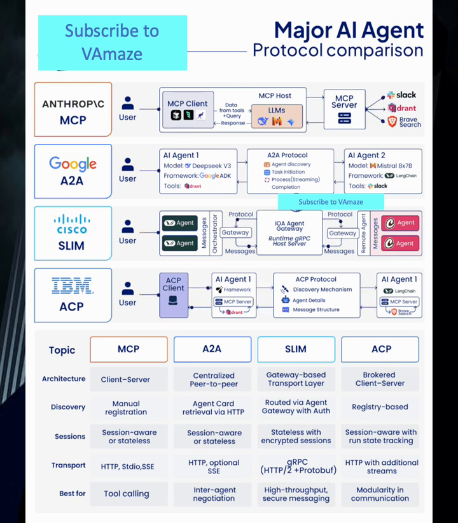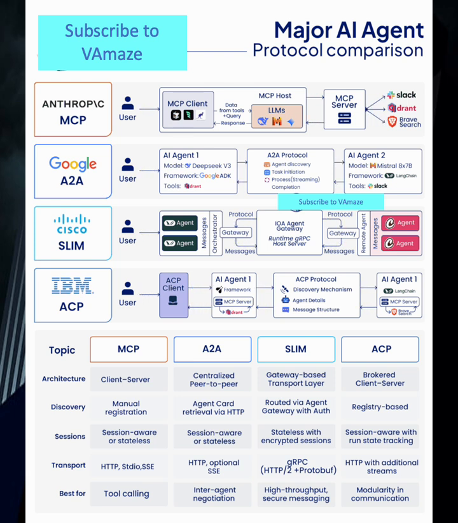Architecture. Gateway-based transport layer. SLIM architecture type: gateway-based transport layer. Discovery method: routed via agent gateway with authentication. Session management: stateless with encrypted sessions. Transport protocol: gRPC, HTTP2 plus protobuf. Best use case: high throughput secure messaging.